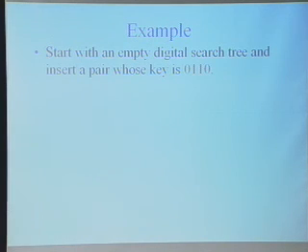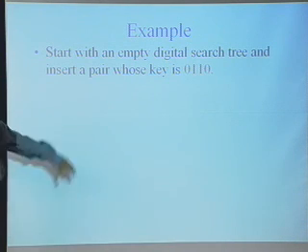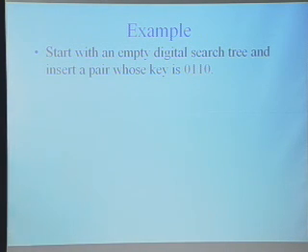We'll actually build the example as a sequence of inserts starting with an empty digital search tree. The number of nodes in a digital search tree will be exactly equal to the number of entries in the dictionary. So when you start with an empty tree, we've got no nodes. And then we're going to insert a pair whose key is 0110. This would result in a one-node search tree, and that one-node search tree will have a dictionary pair in it, the single one that's in the dictionary. So you just end up with that.